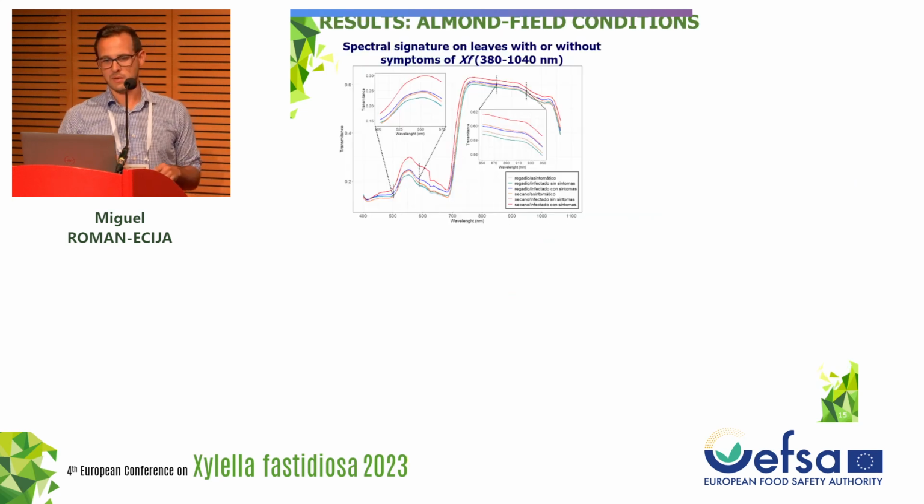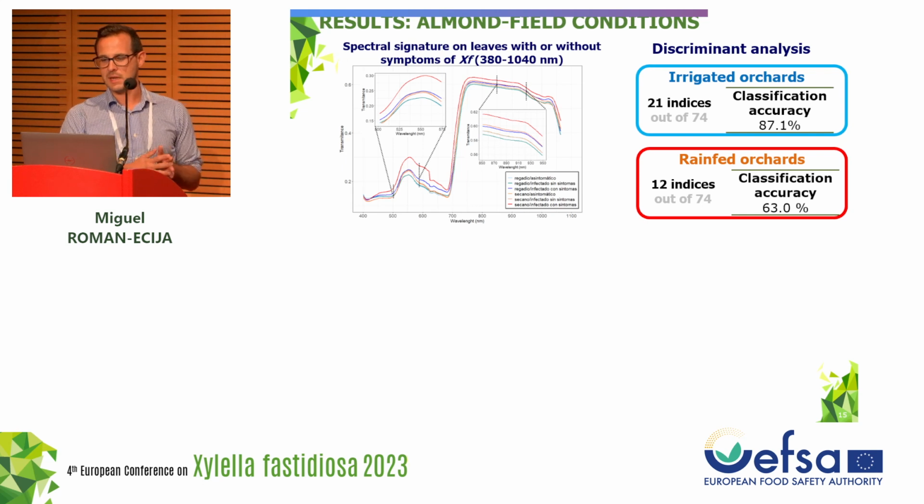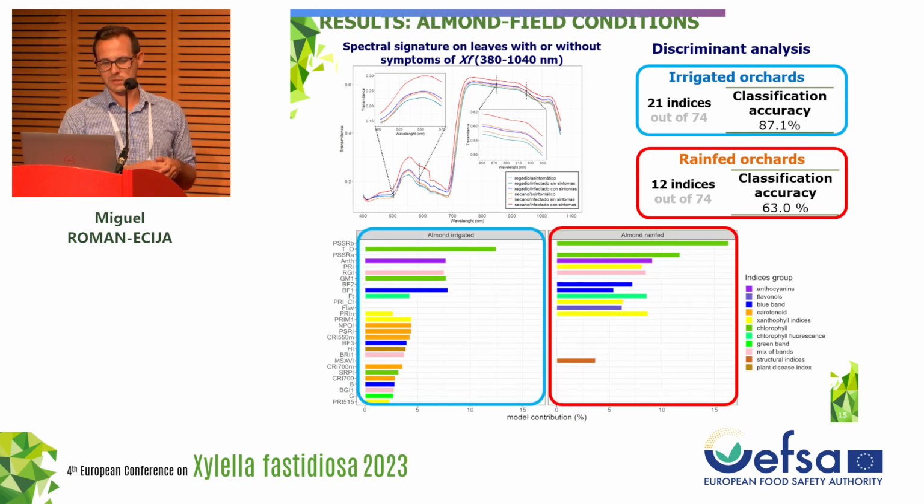In this figure, I show you the spectral signature, and we can see how the rain-fed trees have a very different pattern than the rest. And the discriminant analysis reduced the indices to 21 and 12, respectively, for irrigated and rain-fed orchards, with a classification accuracy of 87% and 73%. And the indices that contributed most to the model were, interestingly, pigments, the same as what happened with olive plantlets.